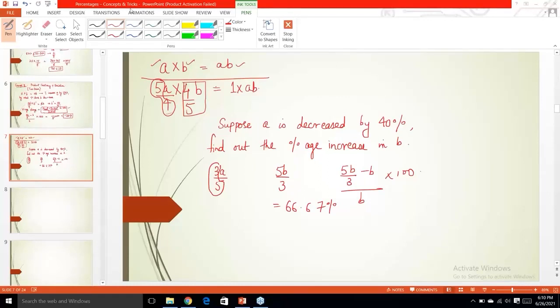What was more important for me was to figure out what this coefficient is. The moment it was 3 by 5, I knew B will be 5B by 3. That's it. And I have become so habitual of solving questions that for you, you might need to do this. But the moment I know that it changes from B to 5B by 3, I can instantly write 66.7%. So it's a matter of 5 seconds for me. But this concept will help you reduce a lot of time.